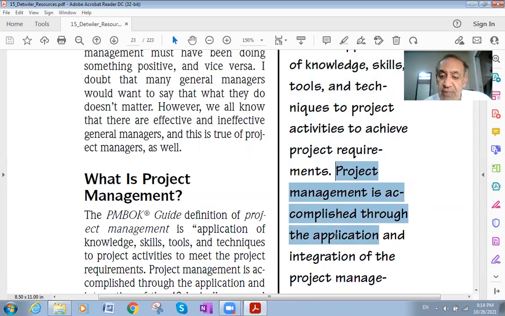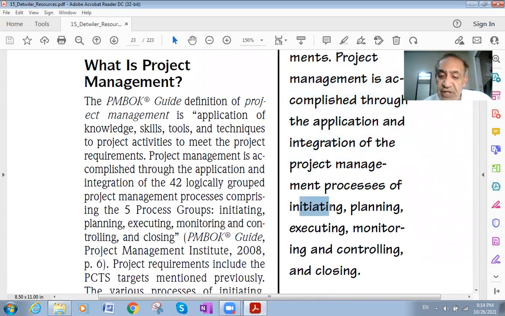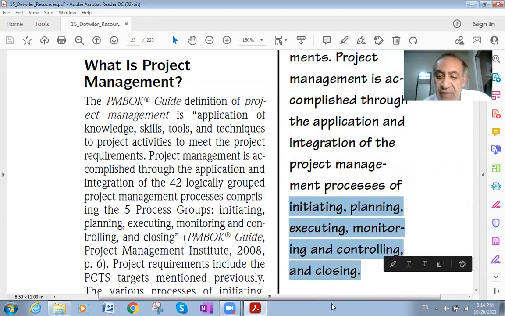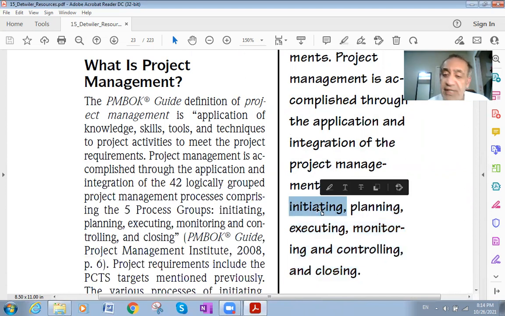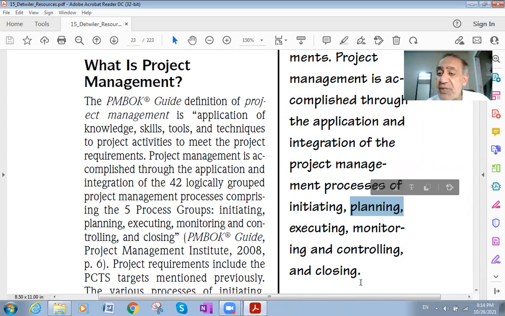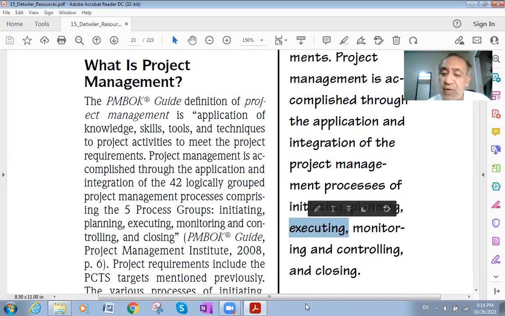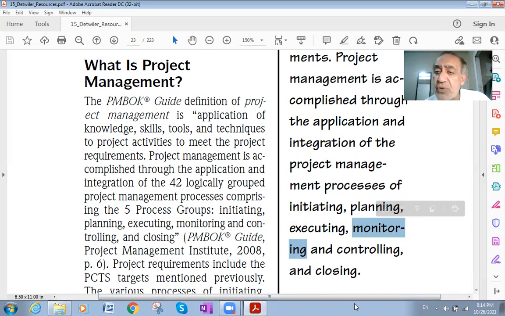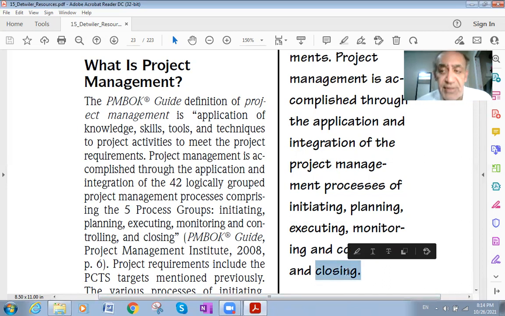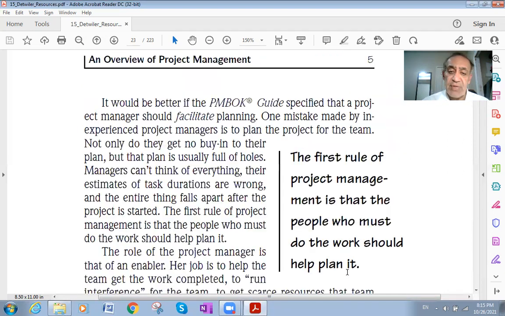Project management is accomplished through the application and the integration of the project management processes of initiating, planning, executing, monitoring and controlling, and closing. So those are the steps, and that's what we will see now. Start with initiating, the idea and finding the problem; planning, to get a solution and find out the possible solutions; executing, we move into action. Monitoring is the control. We control the activities, and monitoring and controlling are the same. And closing means you end the project, it is done, and you have to deliver it to the body to whom you have to deliver, or we call the end user. Okay.